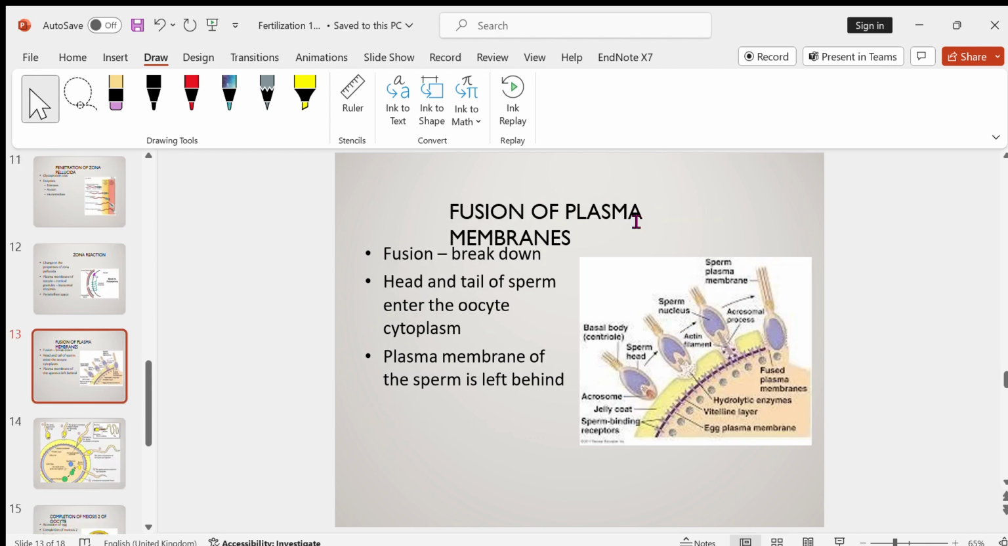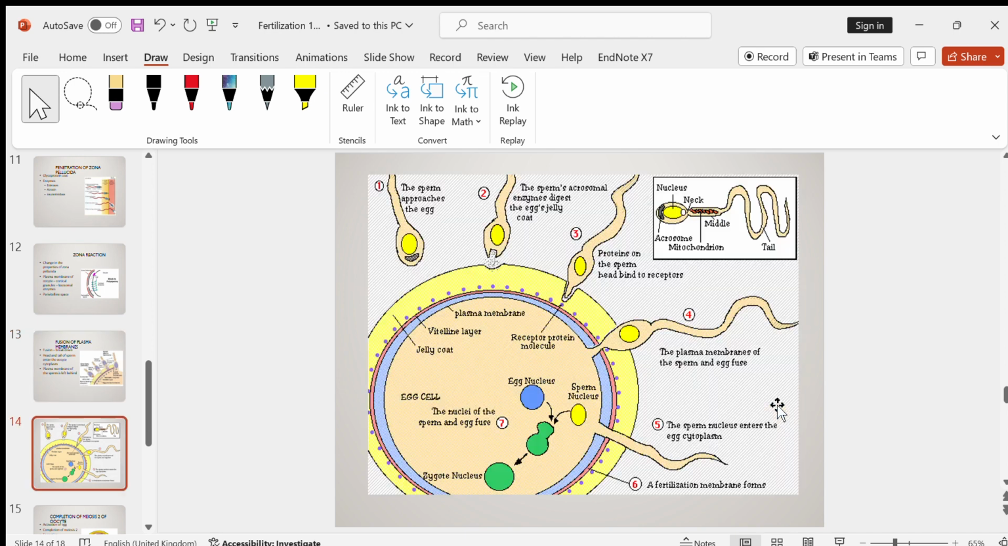Next step is the fusion of plasma membranes. During the acrosomal reaction and capacitation, the plasma membrane of the sperm is removed. So only the head and tail of the sperm enter the oocyte and fuse with the plasma membrane of the oocyte. In this picture, we can see that this is the capacitated sperm. It releases granules, which try to bind and then penetrate the zona pellucida. It finally crosses through the zona pellucida. The plasma membrane of the sperm is left behind. Only the nucleus enters. It binds with the oocyte nucleus and forms a zygote.